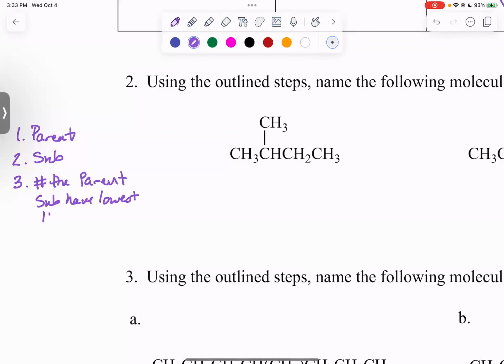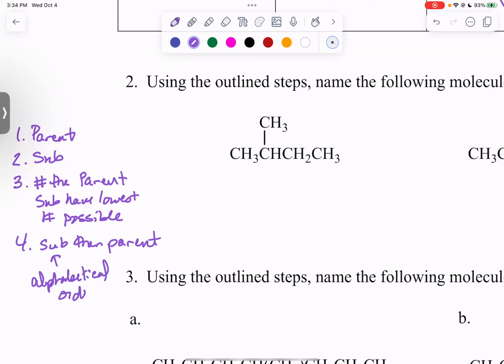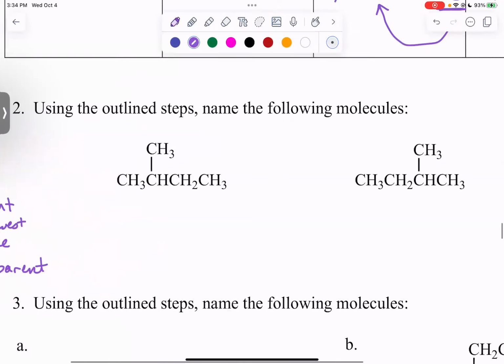Lowest number possible. Okay. Then number 4 is you're going to name it, and you're going to list your substituents, then your parent, but the substituents have to be in alphabetical order. Okay. So if you need to do this on your exam when you get it, go ahead and do it. It'll take you just a minute. But get in the habit of practicing writing that before the exam time rolls around.